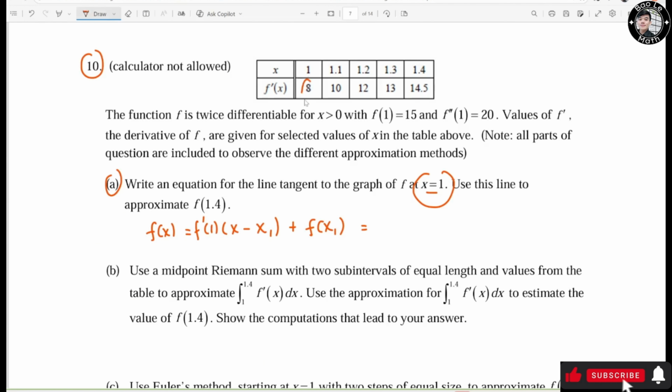But f prime of 1 is 8, right? Times s minus 1, plus f of 1. f of 1 is 15 right here. So we need to calculate f of 1.4. It's going to be 8 times 1.4 minus 1, plus 15. So it's 8 times 0.4 plus 15. 8 times 0.4 is 3.2, plus 15 is 18.2.